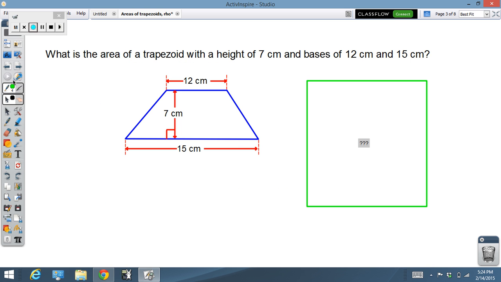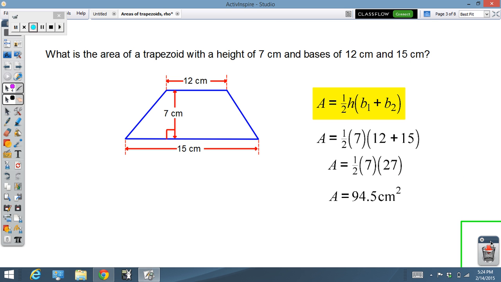All right, plain and simple. Pause if you want. Here comes an answer. Area is 1/2 times the height times the sum of the bases. Height is 7. Bases are 12 and 15. Add it all up, solve. There's our area. Cool. Nice, quick, easy.